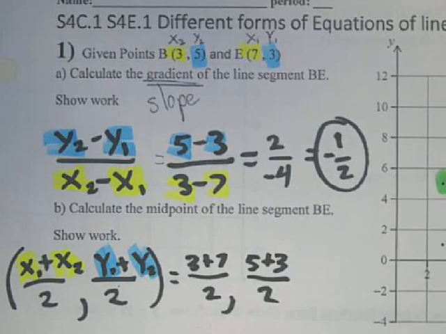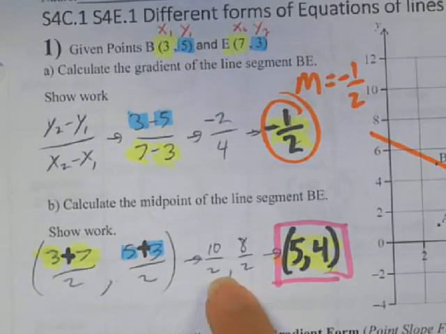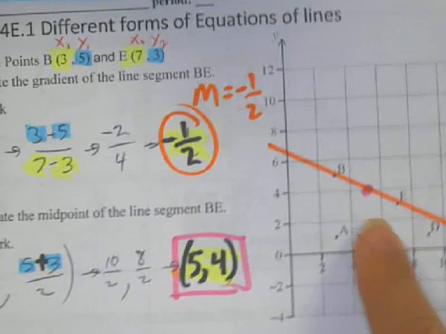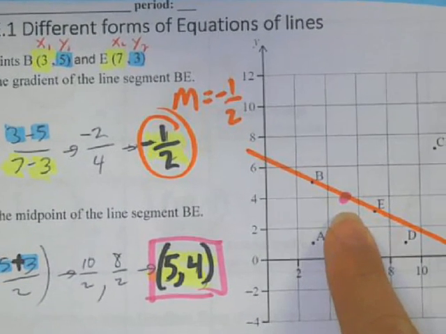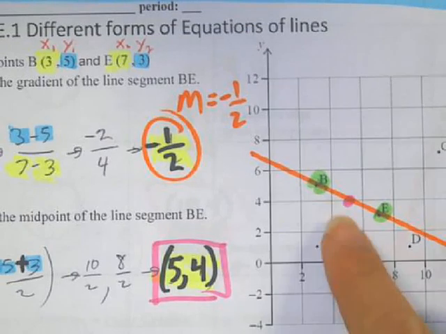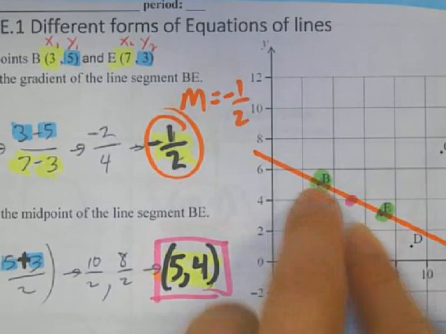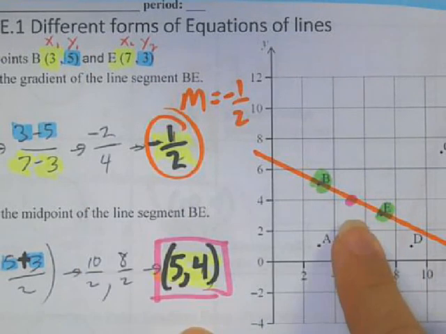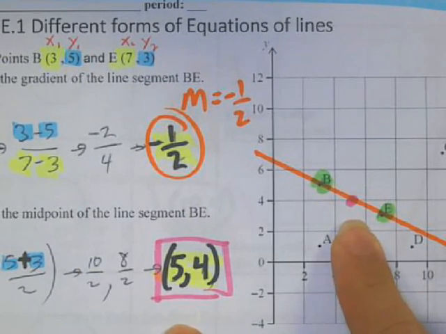And when we simplify that, we get 10 over 2 and 8 over 2, which simplifies to 5, 4. So if I plot that point 5, 4, 5, 4 is this pink dot, and you can see it's halfway between those points. So finding the slope and finding the midpoint is a critical skill in this chapter.